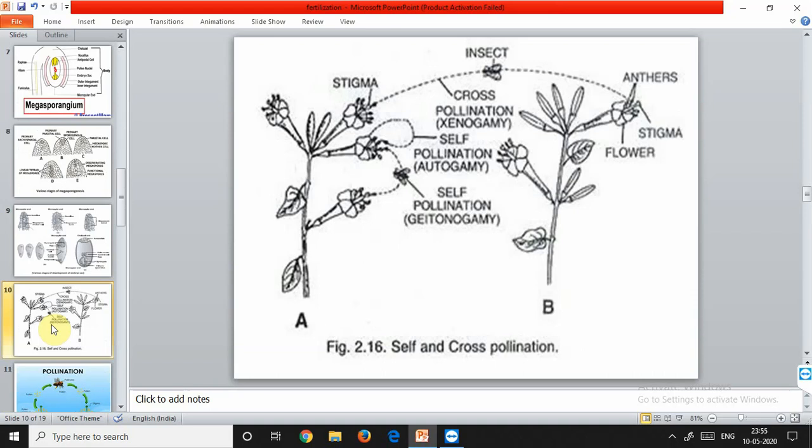Then what is geitonogamy? In this type of pollination, the pollen grains of one flower are transferred to the stigma of another flower of the same plant. The plant remains the same, but the flower changes. So this is what geitonogamy is. This is also a type of self-pollination only, the only difference is that the flower changes, but the plant remains the same. What are the advantages of self-pollination?